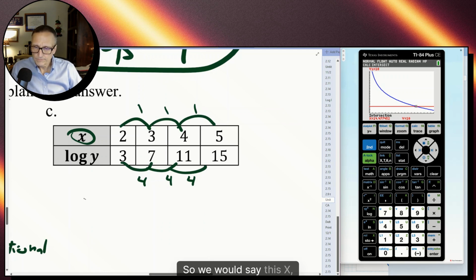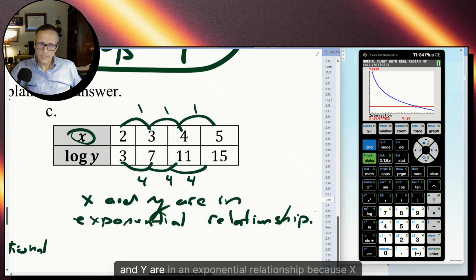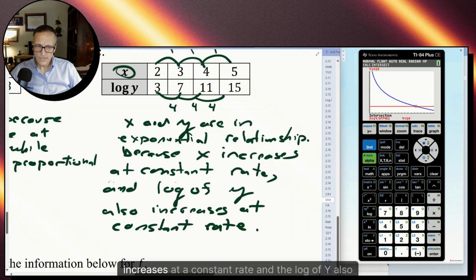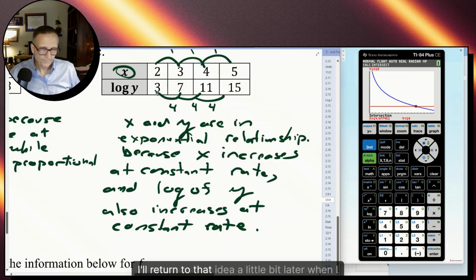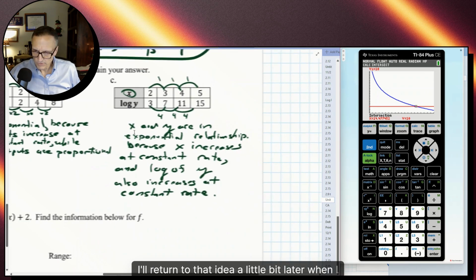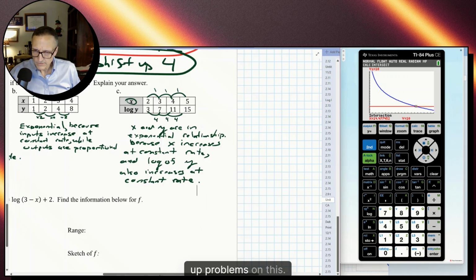So we would say this: x and y are in an exponential relationship because it increases at a constant rate, and the log of y also increases at a constant rate. And so therefore, x and y are in an exponential relationship. I'll return to that idea a little bit later when I work some follow-up problems on this.